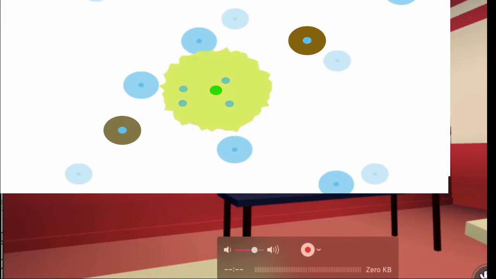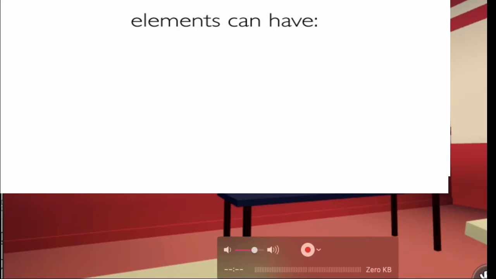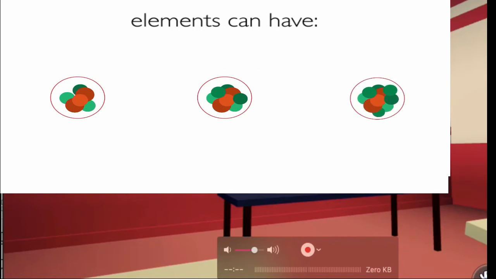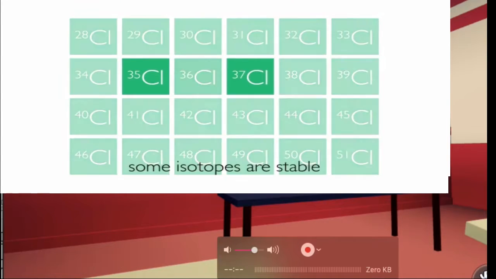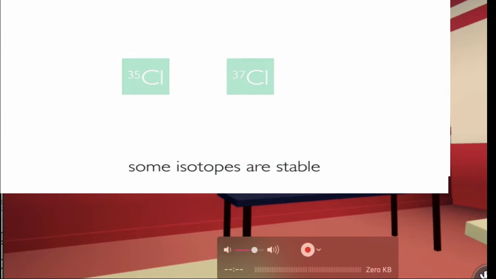So, as you can see, isotopes are important in modern science, and so we'll finish with a summary of the key points. Isotopes of the same element have the same chemical properties. Some isotopes are stable. Isotopes that are unstable are radioactive.